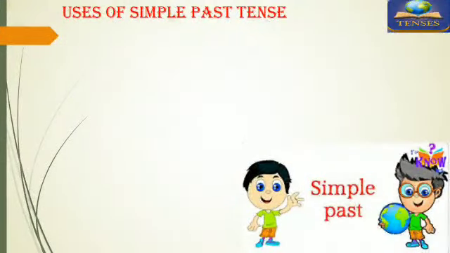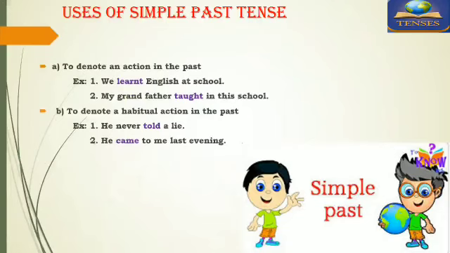Uses of simple past tense. First one, to denote an action in the past. We learnt English at school and already the action is over. So when the action is over, we use the simple past tense. We learnt English at school. Learnt is the V2 form. My grandfather taught in this school. And in this sentence, taught is the V2 form. This shows the past tense, already the action is over.